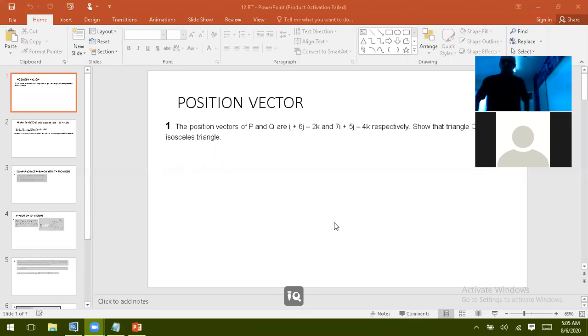The last time that we studied was position vector. What was position vector? Position vector was a vector that starts from the origin.